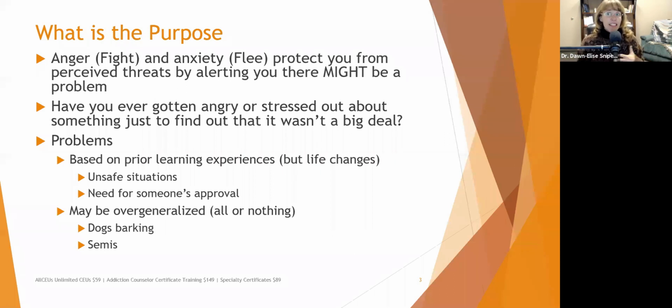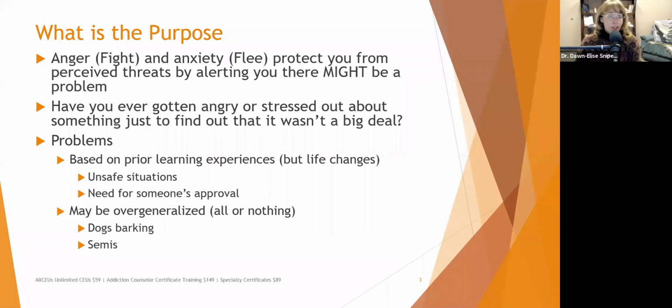Sometimes we'll experience anger or anxiety because something's happening and we're afraid that it's going to mean that we won't get somebody's approval. Other times we may experience anger or anxiety that's overgeneralized. You know, if dogs barking before have indicated a threat to you, either that a dog was charging and might attack you, or the dogs were barking to alert you that an intruder was trying to get into the house, something like that could make you associate barking dogs with danger.